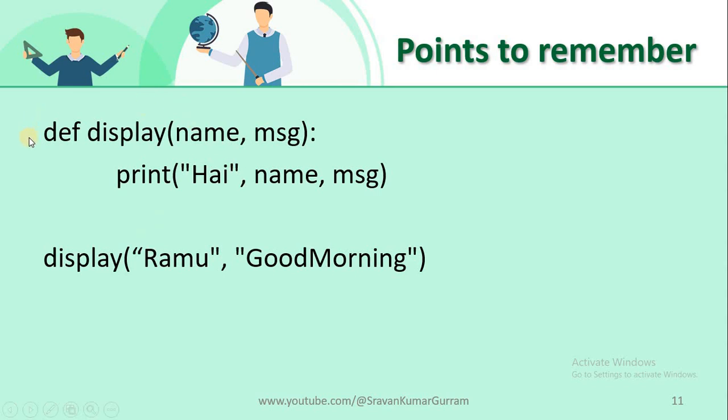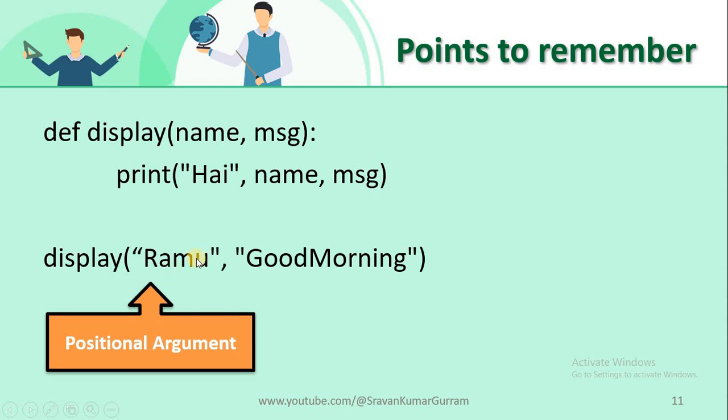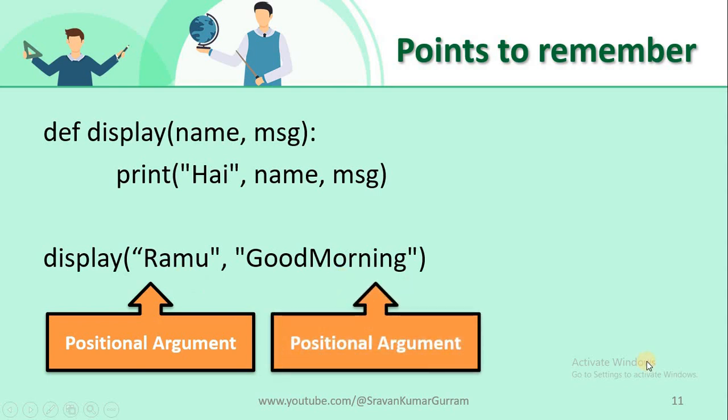See, we have the code like this. Define display name comma message, print hi name comma message. And in the function calling statement, we are passing two argument values, Ramu, good morning. So Ramu will be stored in the name, good morning will be stored in the message. So print hi Ramu, good morning, right? Now in this case, Ramu is a positional argument, right? We are not using any key name. We are not using any parameter name. So it is a positional argument. And good morning is also a positional argument. So you must understand two arguments are positional arguments. This statement is a valid statement.